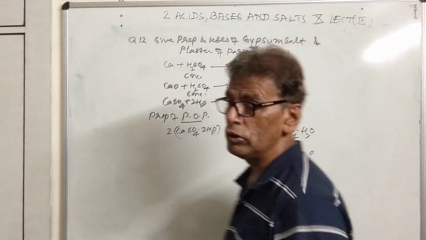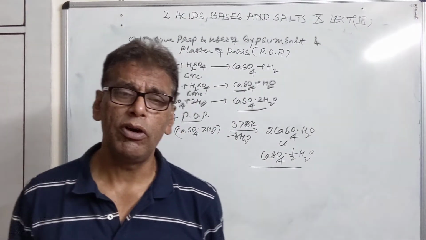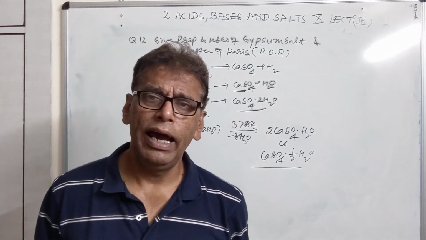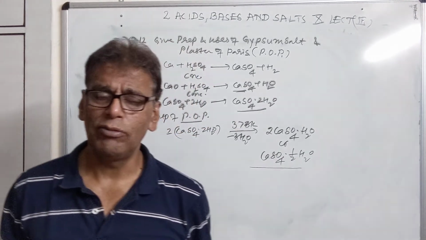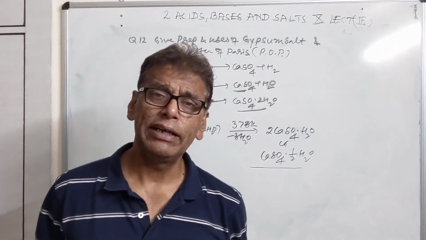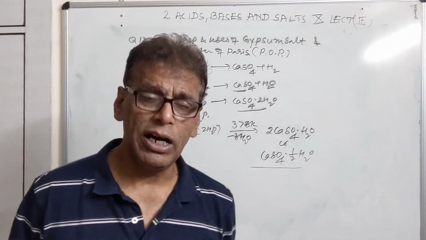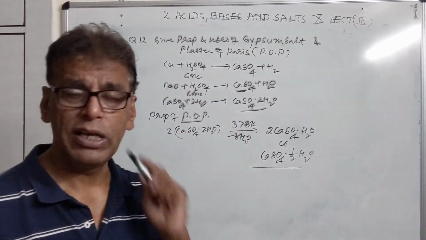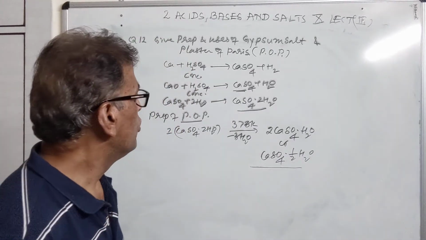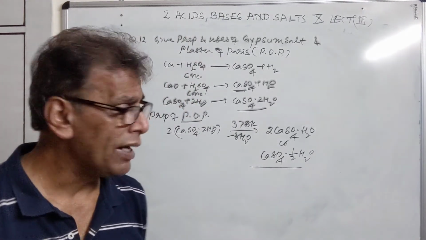Now what are the uses of gypsum and plaster of Paris? Gypsum is used in the preparation of buildings. It is mixed with cement, and cement on mixing with water or pebbles or stones forms a hard mass which takes about 8 hours for settlement, and it settles into a hard mass which helps us in building roads and houses. So gypsum is very useful there. It reduces the setting time of the cement.